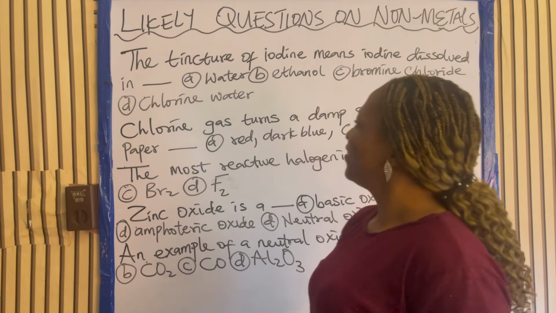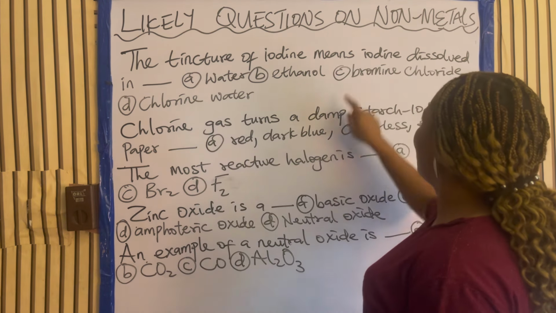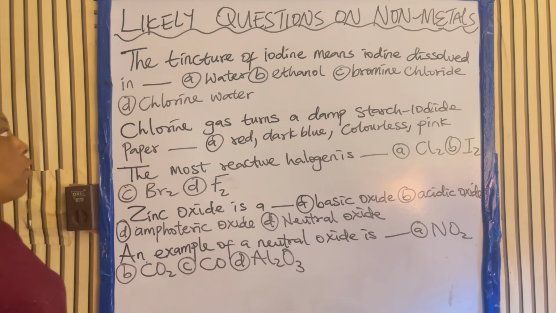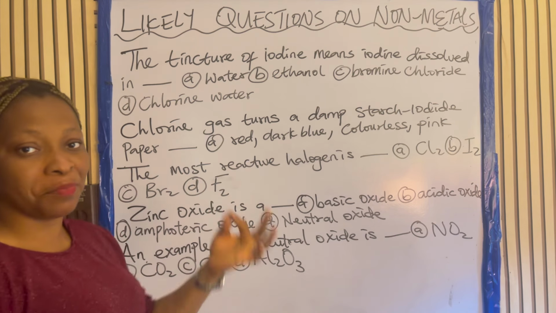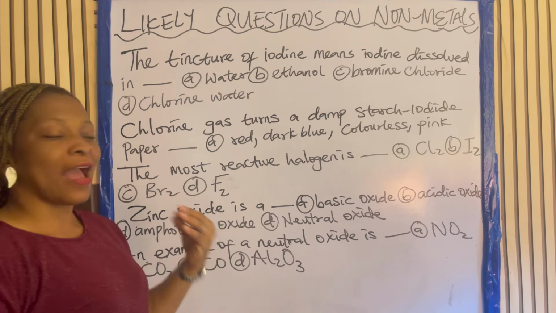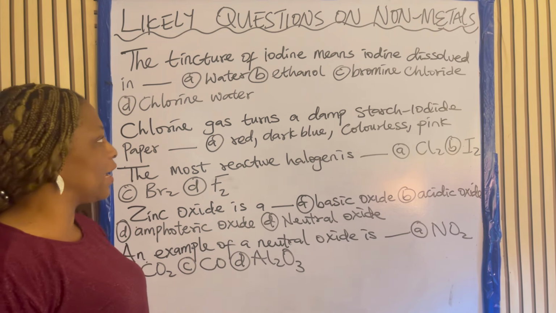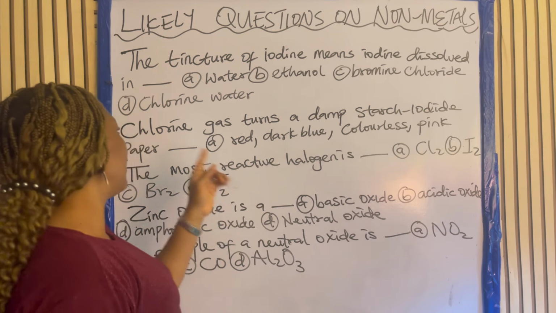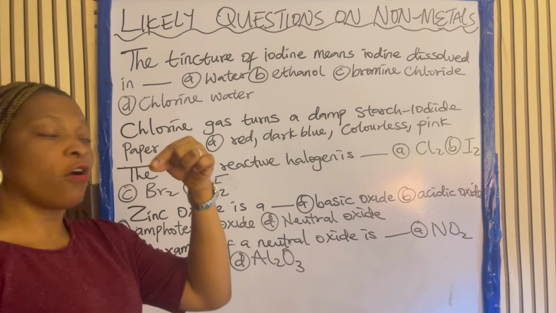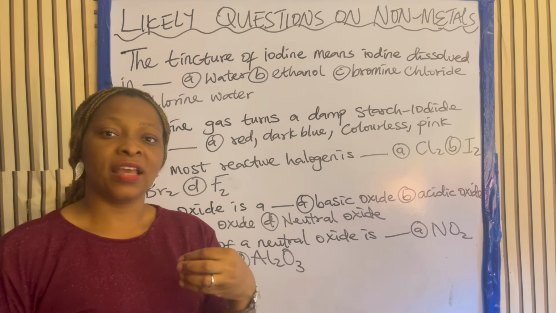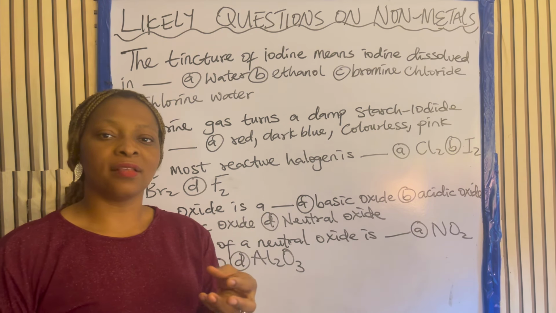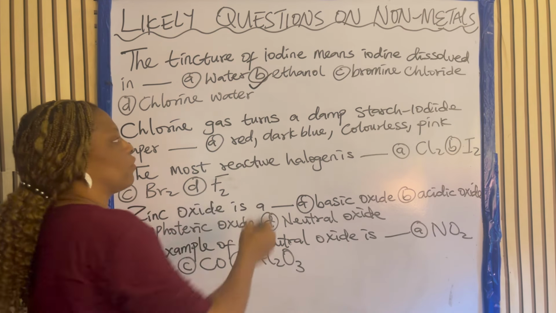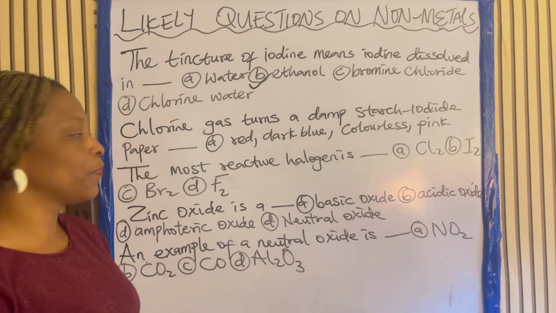Let's go! The tincture of iodine means iodine dissolved in what? When we talk about a tincture of iodine, what does it mean? It simply means iodine that is dissolved in what? Water, ethanol, bromine chloride, chlorine water. A tincture of iodine is actually a solvent. It simply means an iodine that is dissolved in ethanol. So the correct answer is ethanol.